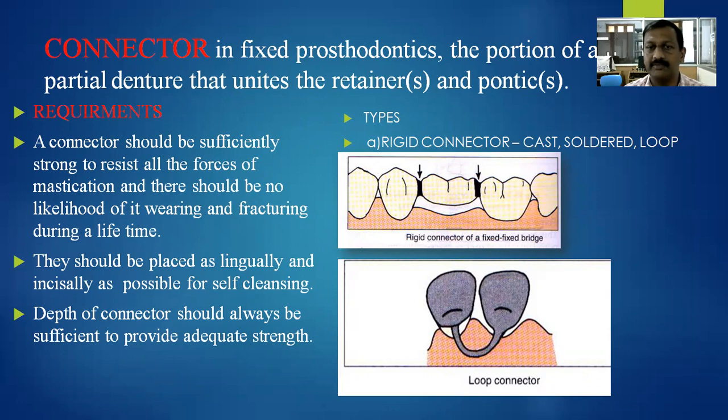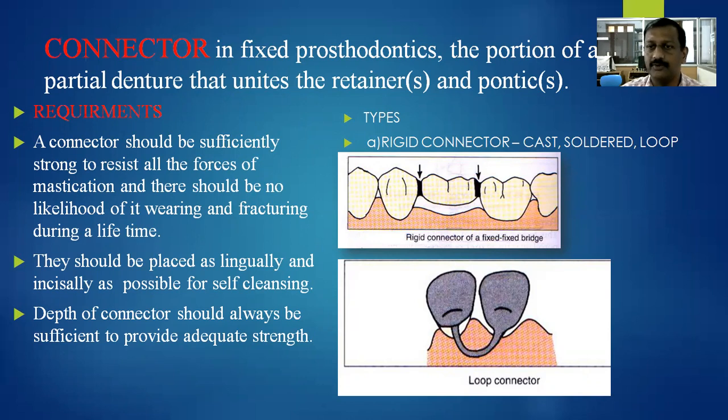Again, there are different types: a rigid connector and a non-rigid connector. According to the rigidity, as the term tells you, rigid connector. In rigid connectors, there are three types: casted, soldered, and loop. As you see the picture, you will be able to see where the connector lies. This connector is going to connect the pontic and the retainer. So this area should be rigid enough.